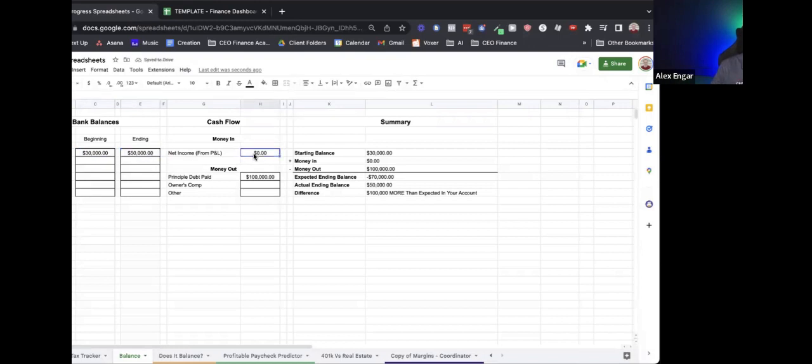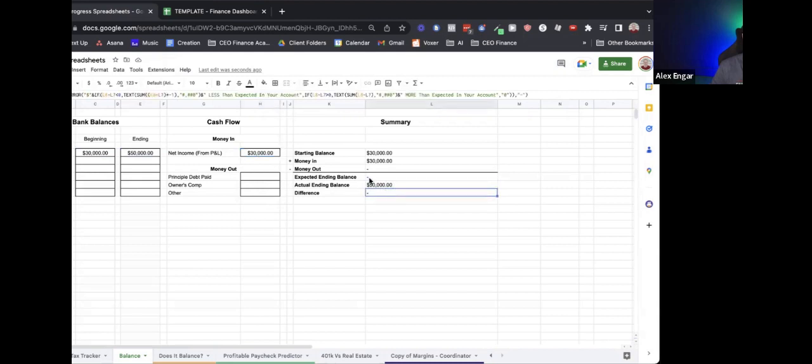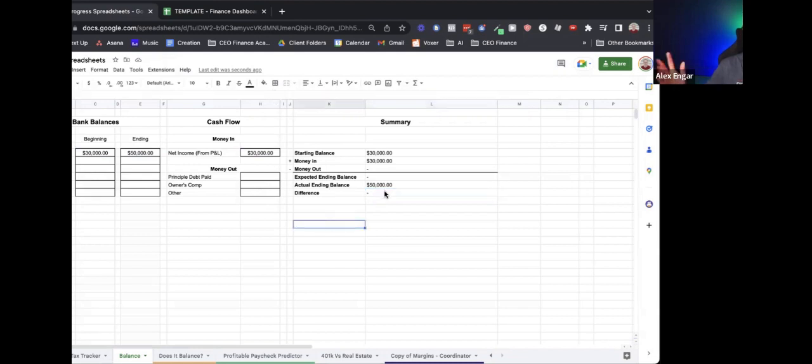And then I can put in my net income here, or my profit, right? So we had profit of 30,000. And then let's say I was at 30, I ended at 50. I should have had 30,000 of net profit. And let's see if this does it right. Actual ending balance was 50. The difference is not correct. This is where the spreadsheet hasn't even been tested yet.